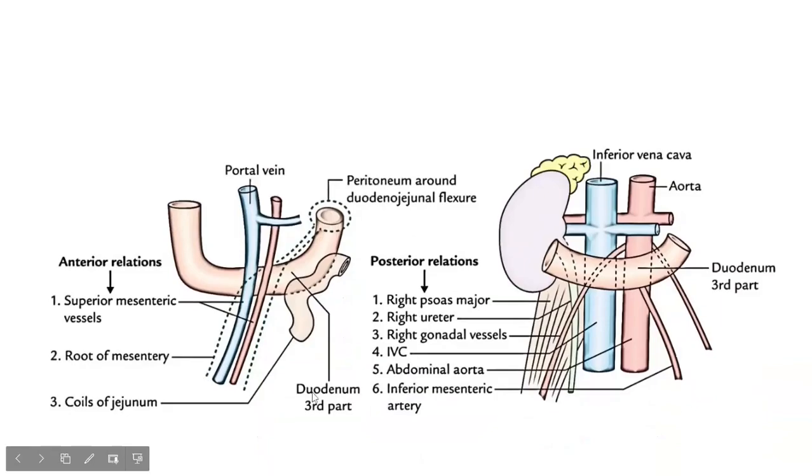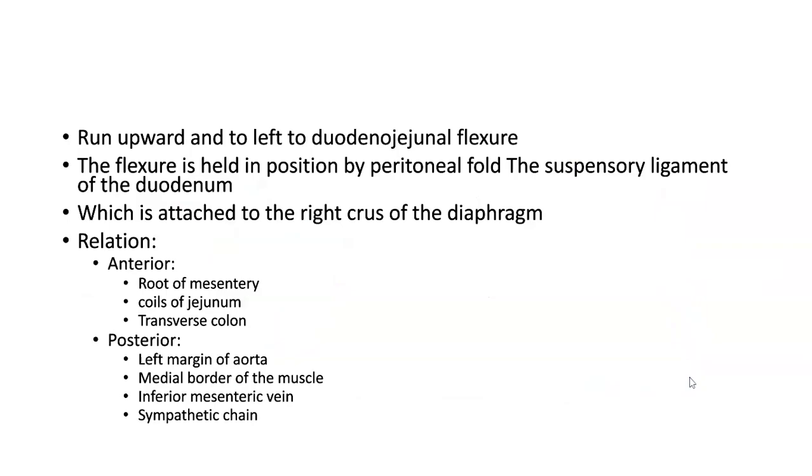As you can see here, this is the third part. Anteriorly it has the superior mesenteric artery, the root of the mesentery, and the coils of the jejunum, while posteriorly it has the psoas major muscle, the ureter, and the gonadal vessels, which are coming from the aorta, the inferior vena cava, the abdominal aorta, and the inferior mesenteric artery.